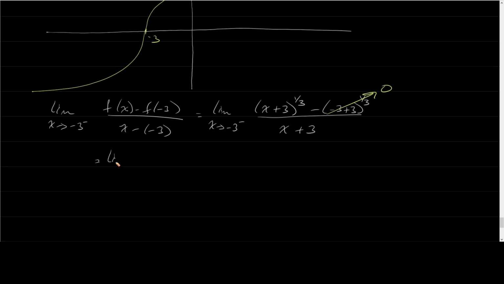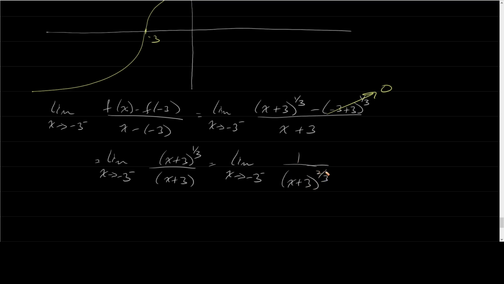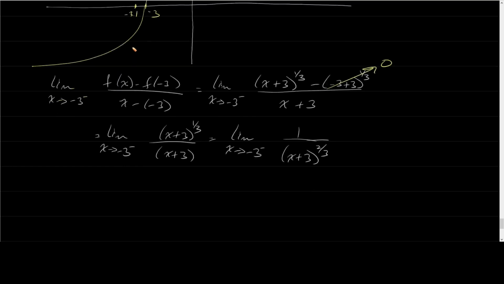0 to the 1/3 is 0. And then we have the limit as x goes to -3 from the left of x plus 3 to the 1/3 over x plus 3. Using rules of algebra, we're going to say that this simplifies to 1 over x plus 3 to the 2/3, right? But now we're approaching -3 from the left. So you can think of something like -3.1, right? We're thinking about things like this, -3.1.